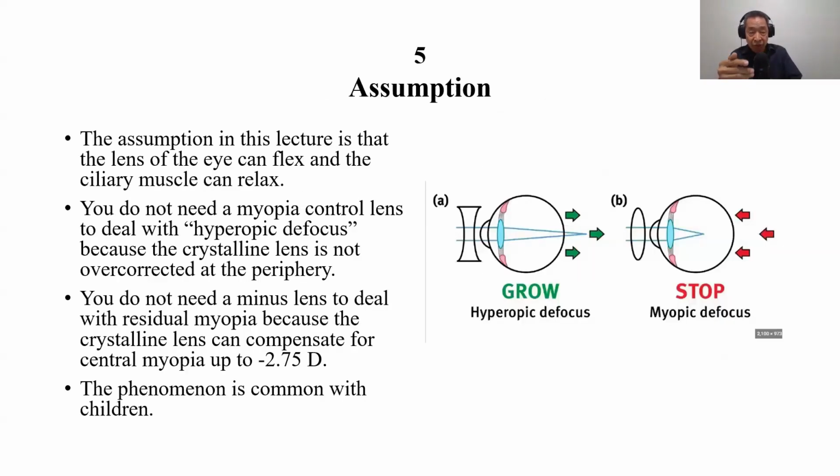I want to present an assumption. The assumption I'm making is that the lens of the eye and the ciliary muscles are still flexible. You do not need a myopia control lens to deal with the hyperopic defocus because the crystalline lens is not overcorrected at the periphery. And you do not need a minus lens to deal with residual myopia.